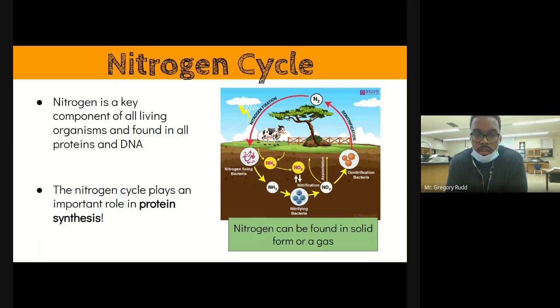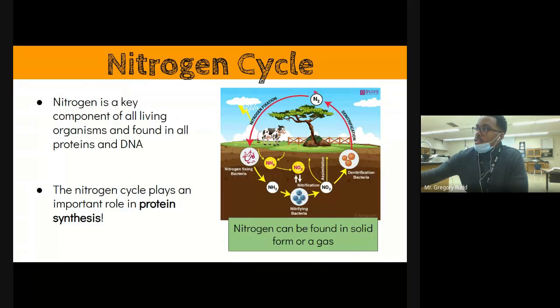So the nitrogen cycle is a bit more complicated and it involves bacteria. But in the same way, we see that nitrogen existing as a gas, we also see it existing as a solid, just like we saw in the carbon cycle. So nitrogen is the most abundant gas in our atmosphere. It makes up 78% of our atmosphere.